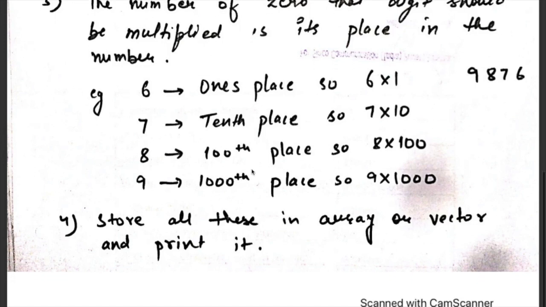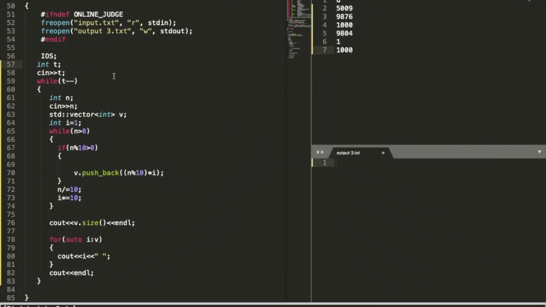How to calculate that we will see in the coding part. We will store all these numbers one by one in our vector, and simply print out its size and all the elements to get our result. So let's quickly review our coding part.